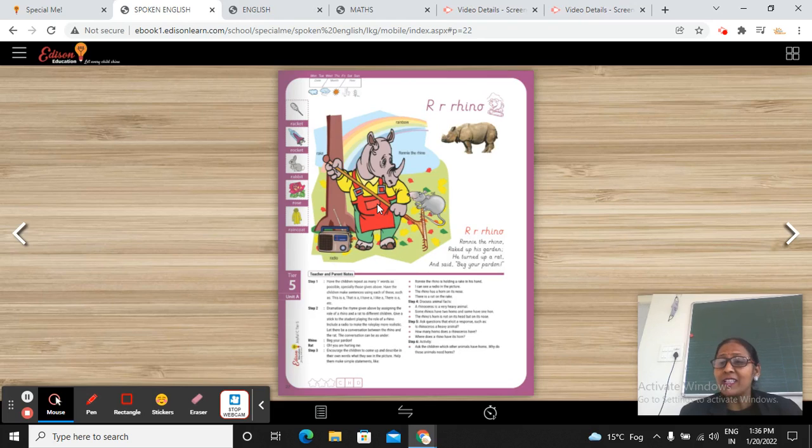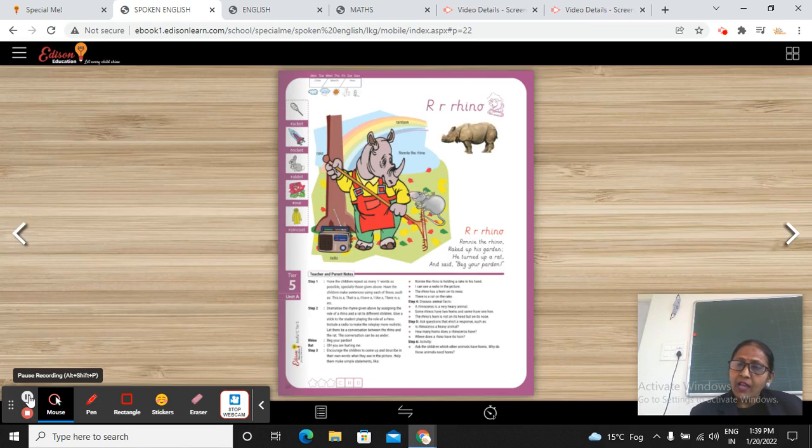मुझे एक और दिखाई दे रहा है, जल्दी से देखिए आप भी. Where? This one, lovely rainbow, rainbow, okay? So these are words related to R sound, right?